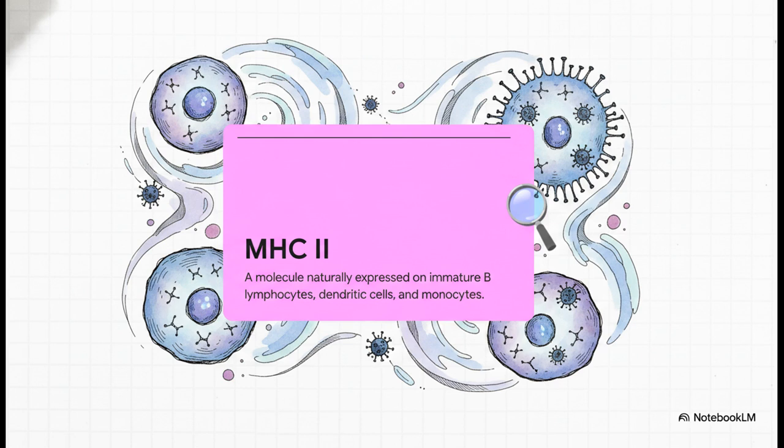Now, why this specific molecule? Well, researchers noticed that immature B lymphocytes, dendritic cells, and monocytes, basically the exact cells the IBD virus loves to bind to, they all just happen to naturally express this exact MHC II molecule on their surfaces. Coincidence? I mean, in biology there are rarely coincidences, but a suspicion isn't proof, right? They really needed to interrogate this suspect.